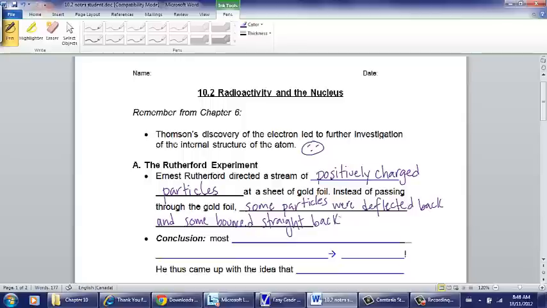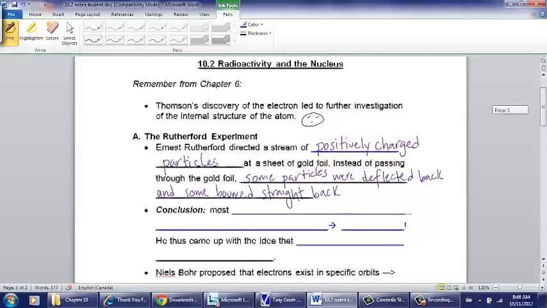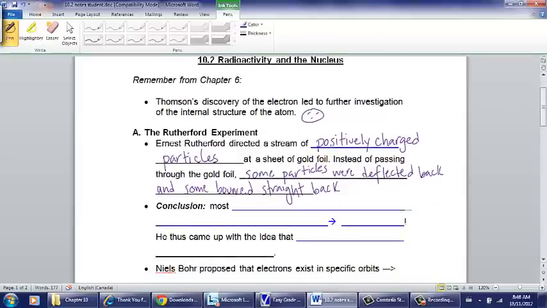Most of the particles went straight through, but it was expected that if any were to get deflected, they would only be deflected a little bit, and that some came straight back was really shocking. So what they concluded was that an atom is mostly empty space, and all of the positive charge and all of the mass is in the nucleus.